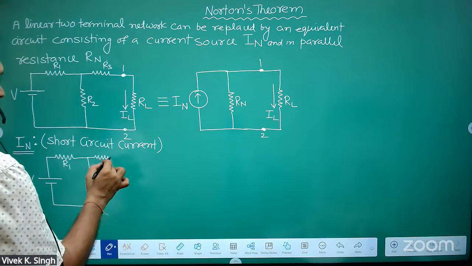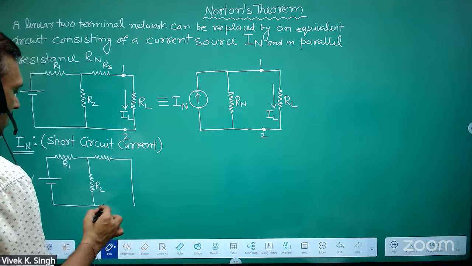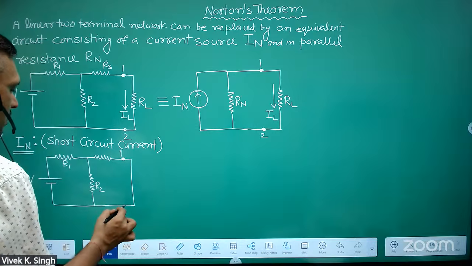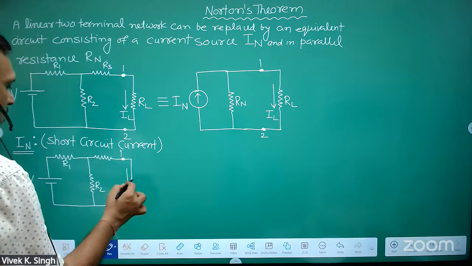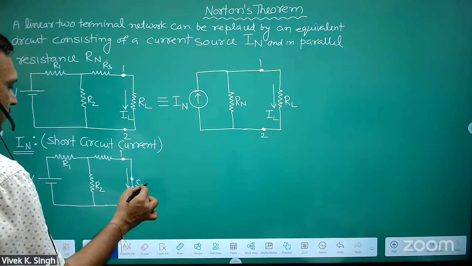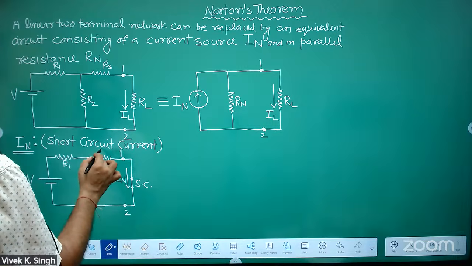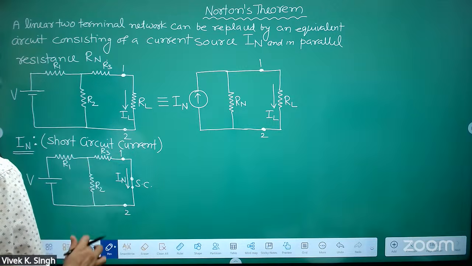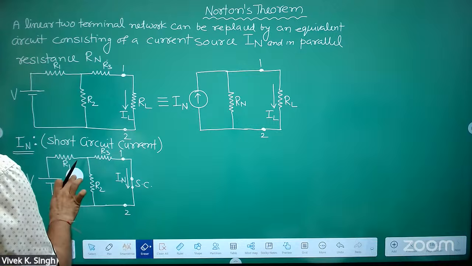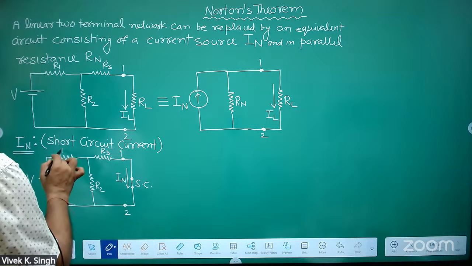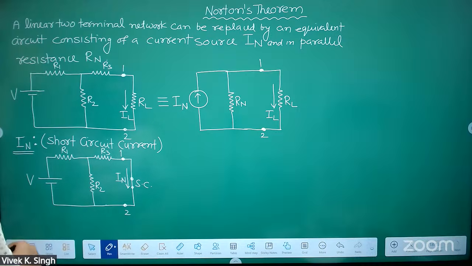This is R3, and this is short circuited. This will be short circuited. Now this current is defined as IA. This will be R3, and this is R1.